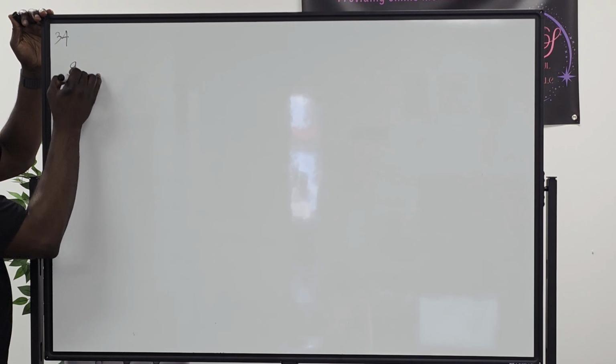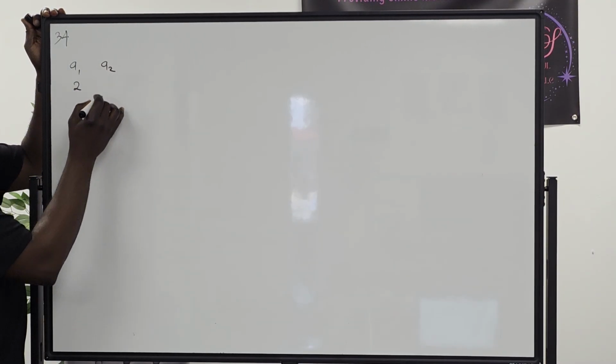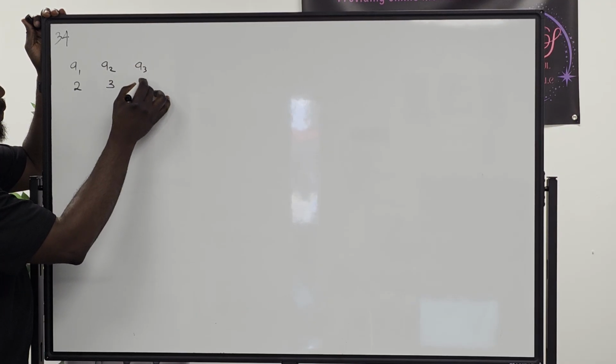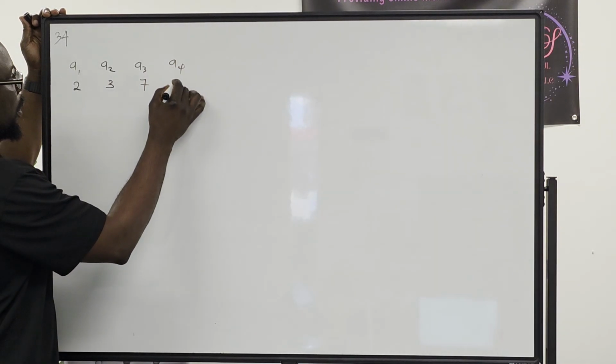Question 34, the first 4 terms of a sequence are shown in the table. And they give us the table as A1 is 2, A2 is 3, A3 is 7, and A4 is 16.